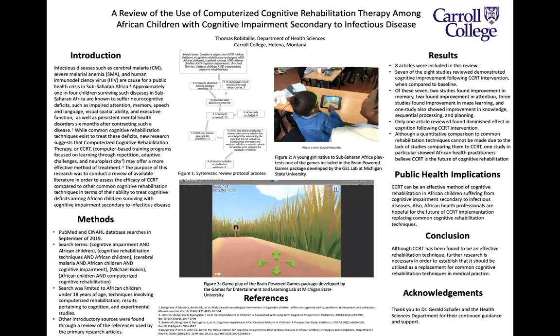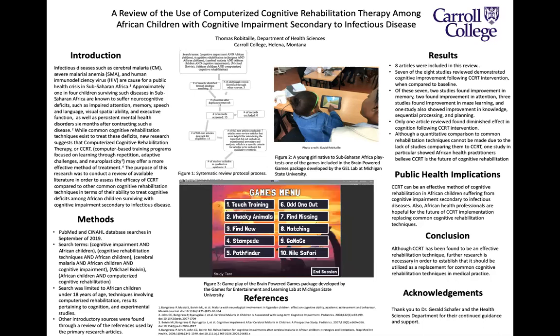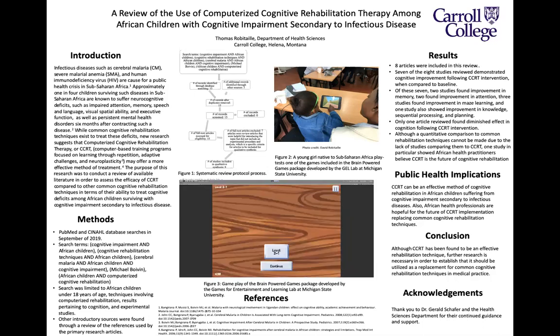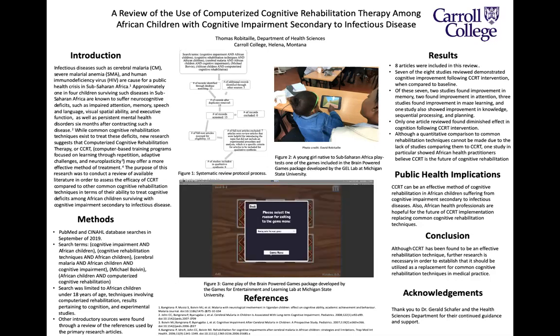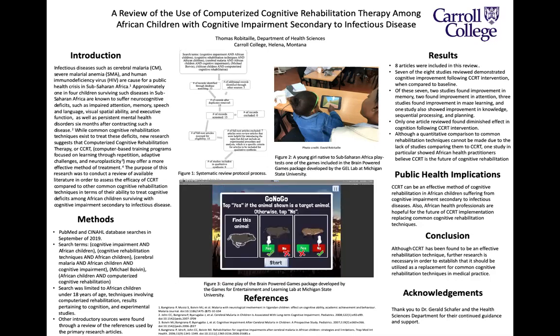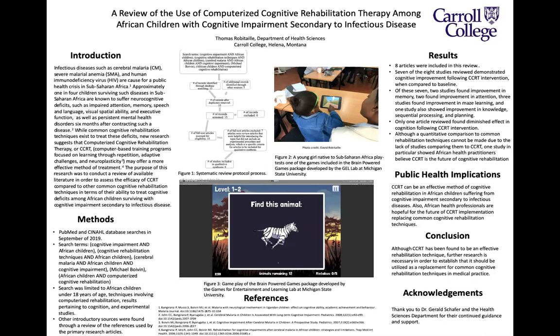For my methods, I conducted PubMed and CINAHL database searches in September of 2019. Some of the search terms I used were cognitive impairment in African children, cognitive rehabilitation techniques in African children, cerebral malaria in African children, and cognitive impairment. Michael Boyven was the biologist researcher at Michigan State University that my brother traveled and worked with, who did much of this research and wrote many of the articles that I reviewed.